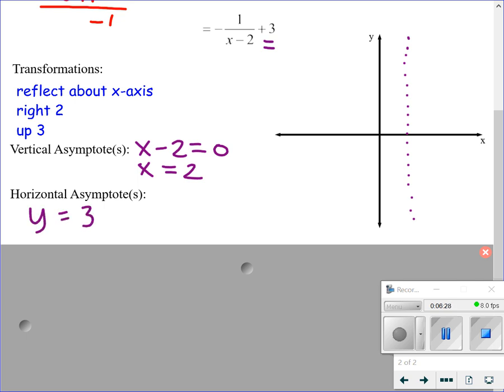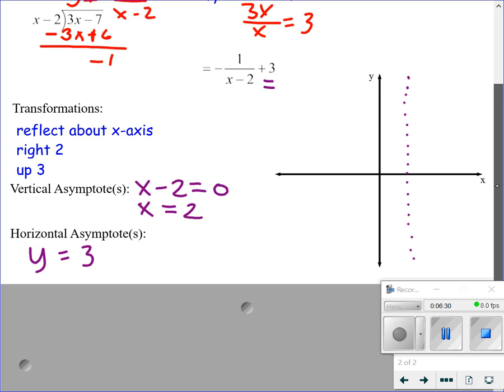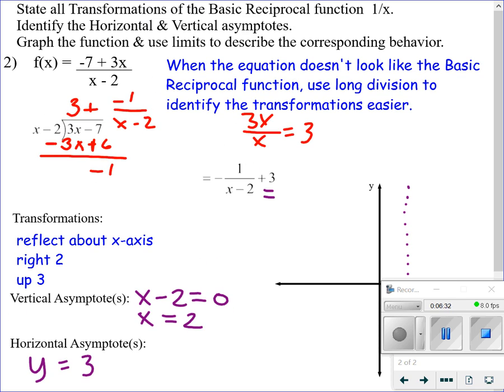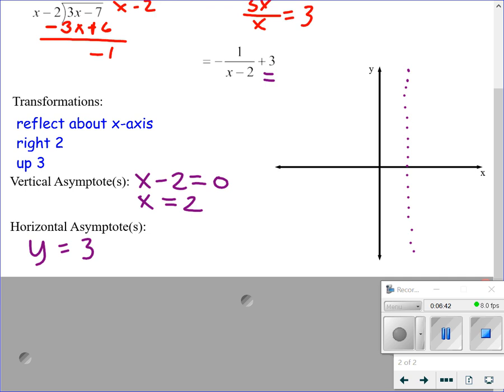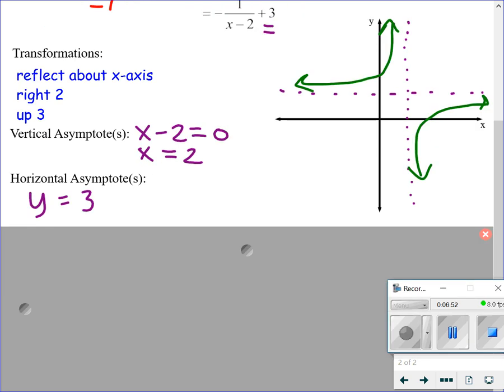And if that's uncomfortable, go back up and look at the original problem. Your degree on the top is 1, your degree on the bottom is 1. When they're the same, you would just divide out your leading coefficients, so you would get y equals 3 there as well. So go ahead and draw in your horizontal asymptote. And then take a second and go ahead and enter this one into your calculator and get us a sketch. When you graph, you should get something that looks like this.